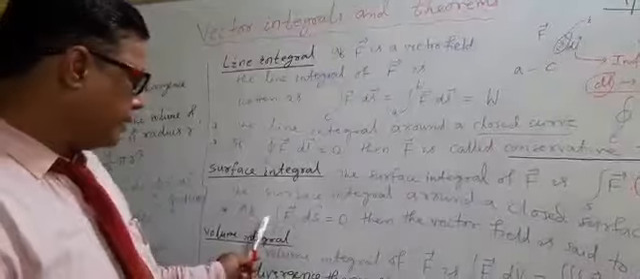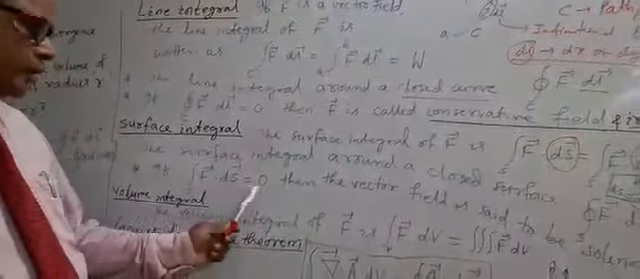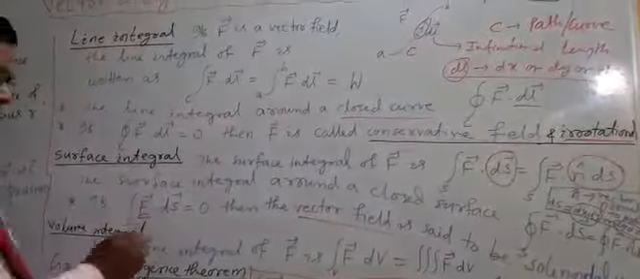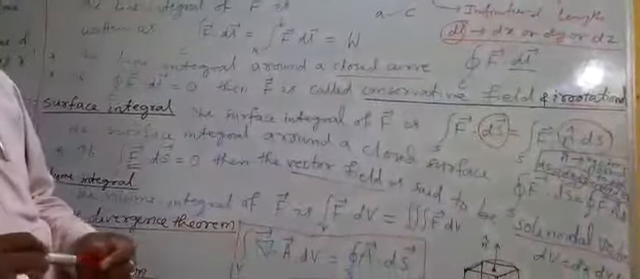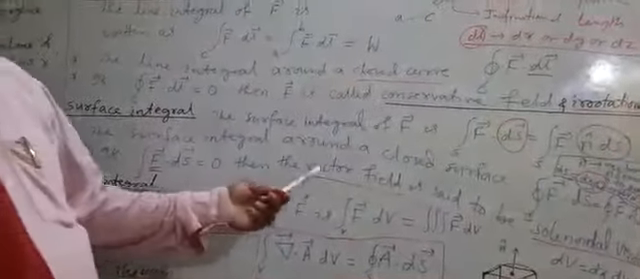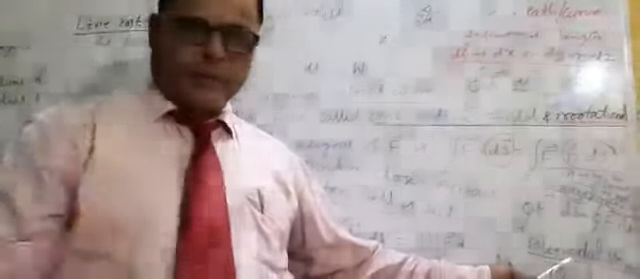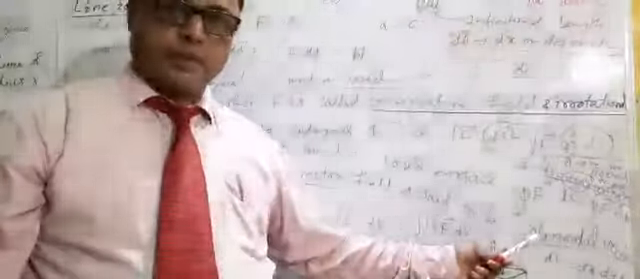One case is there: if the surface integral of f dot ds is 0, then f is said to be a solenoidal vector field. F is said to be a solenoidal vector field. Okay, how it is called a solenoidal vector field, I will explain after the theorem.